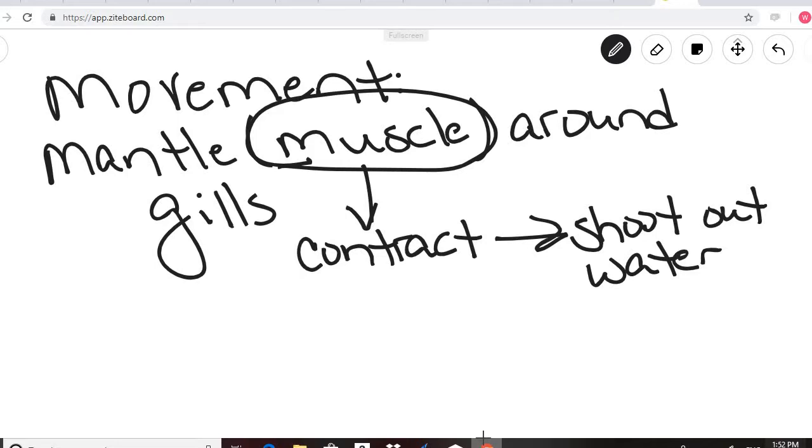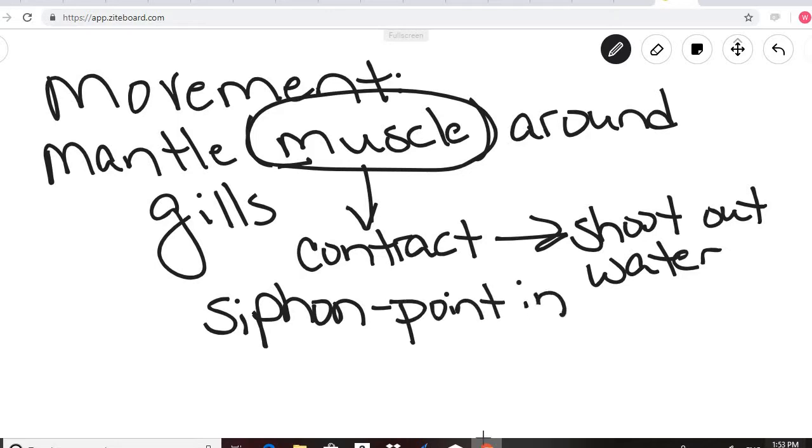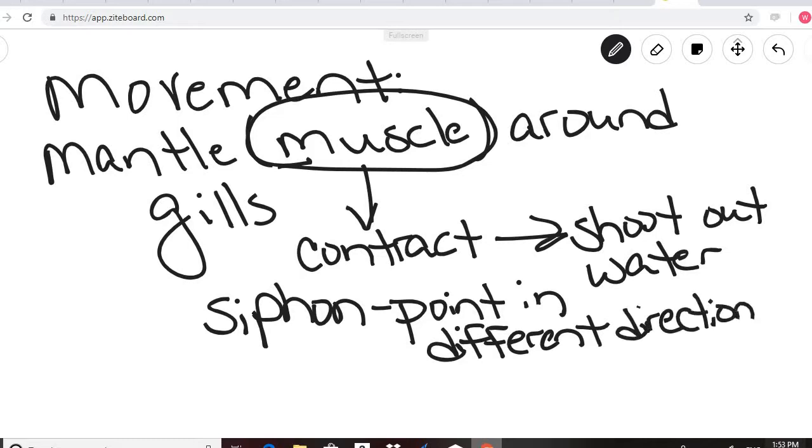cephalopods' movement. They also have a siphon, and the thing about their siphon is that they can direct it, they can point it in different directions, and so they are able to control their movement because they can direct that siphon and the directions in which they're shooting out water. So they can control their motion because they're able to point that siphon in different directions.